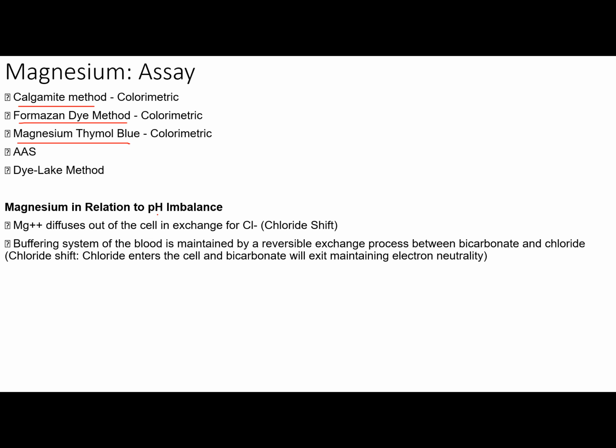Now, magnesium in relation to pH imbalance, magnesium diffuses out of the cell in exchange for chloride. So, ito yung tinatawag nilang chloride shift class. So, lalabas si magnesium in exchange for chloride. So, magnesium would go out, chloride would now enter. Buffering system of the blood is maintained by a reversible exchange process between sodium bicarbonate and chloride. So, di ba nga si sodium at si chloride class.